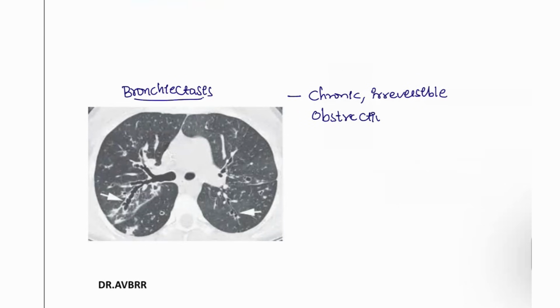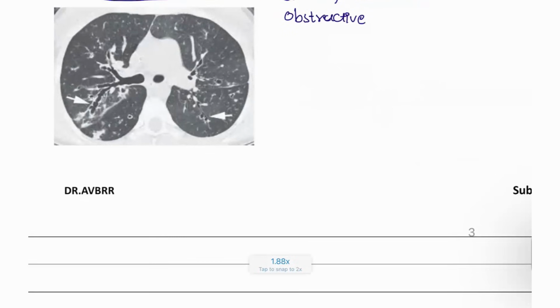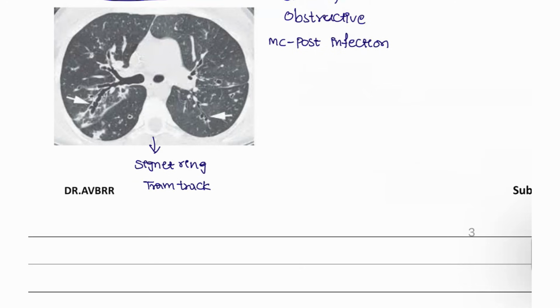So what is the main thing of bronchiectasis? On the HRCT, you are going to see this is most commonly due to post-infection. When there is post-infection, dilatation and destruction of the bronchioles will be seen in this patient, leading to a bronchiectasis kind of condition. On the HRCT, you are going to see signet ring and also tram track appearance. Tram track appearance will be seen in this patient.